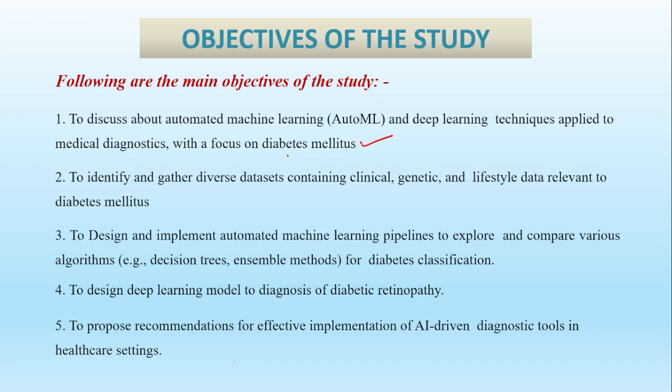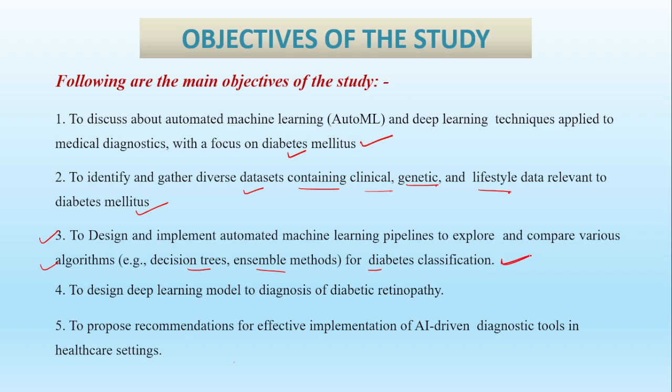Another objective is to identify and gather diverse datasets containing clinical, genetic and lifestyle data relevant to diabetes mellitus, and to design and implement an automated machine learning pipeline to explore and compare various types of algorithms, decision trees and ensemble methods for diabetes classification.